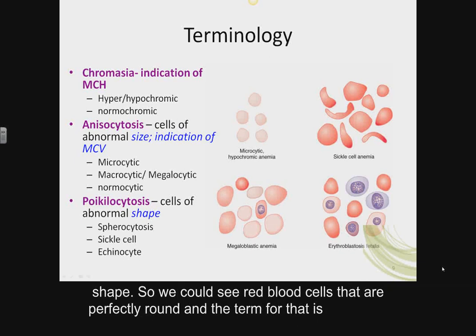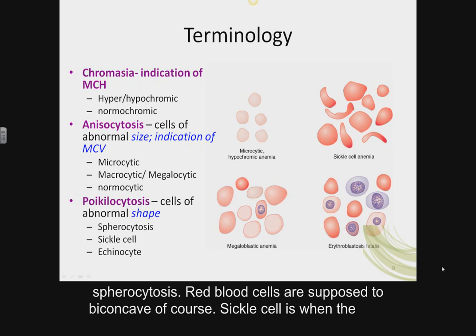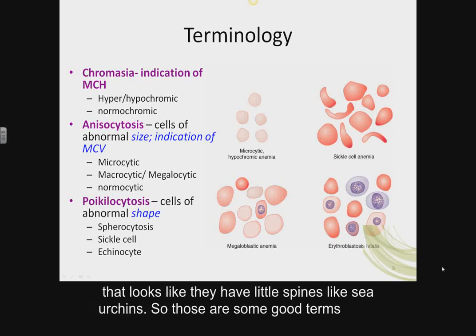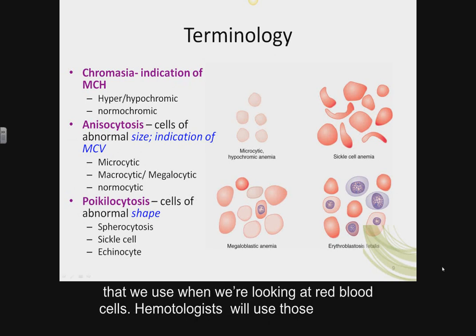Poikilocytosis is a term to refer to cells of abnormal shape. So we could see red blood cells that are perfectly round, and the term for this is spherocytosis. Red blood cells are supposed to be biconcave, of course. Sickle cell is when the red blood cell looks like a half moon or crescent shape. An echinocyte is a red blood cell that looks like they have little spines like sea urchins.